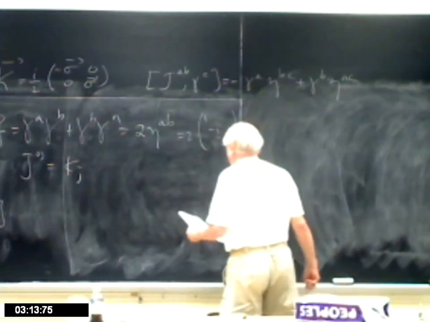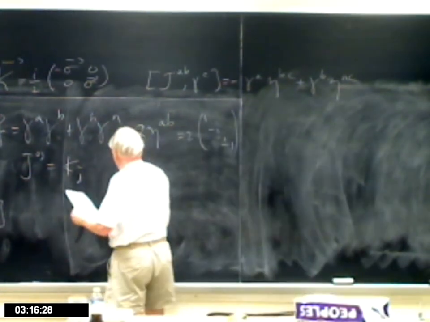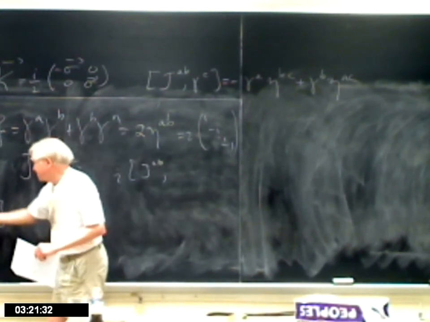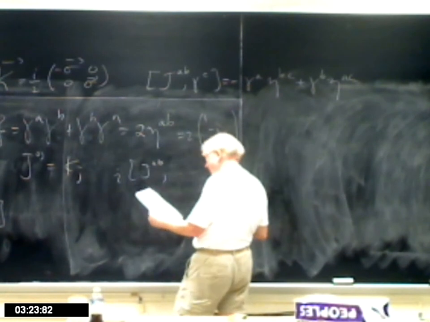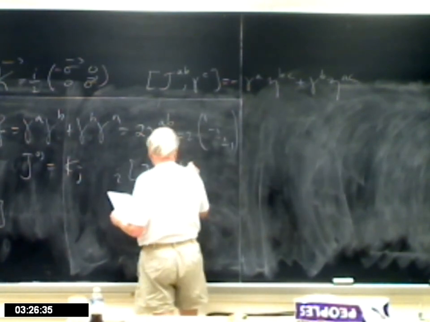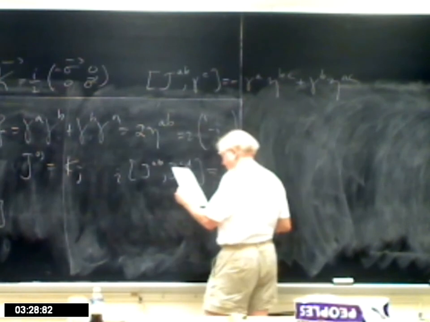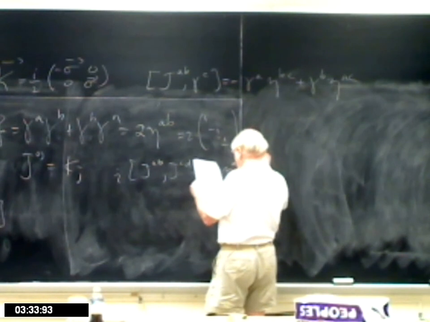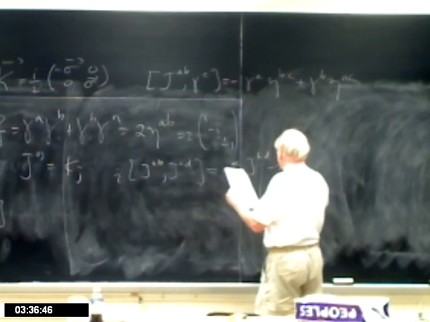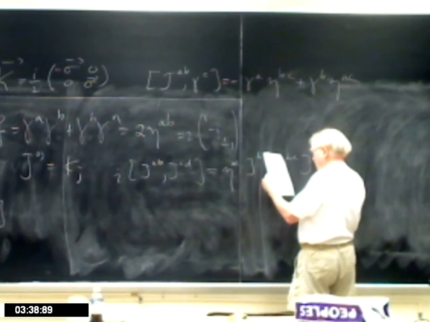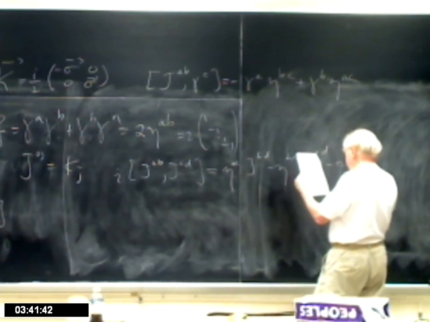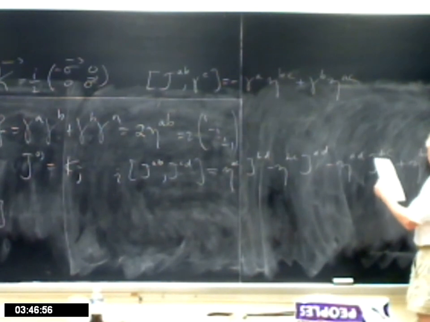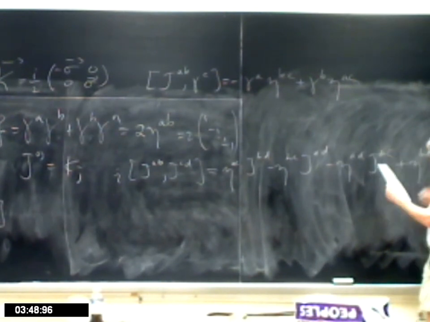And moreover, as we said last time, these generators, defined in terms of commutators of gamma matrices, satisfy the commutation relations of the generators of the Lorentz group, namely eta AC J BD minus eta BC J AD minus eta AD J BC plus eta BD J AC.